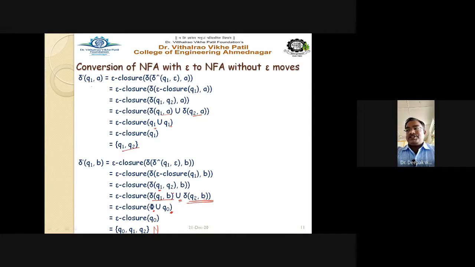Now let us move to the next transition, that is q2 comma a and q2 comma b.